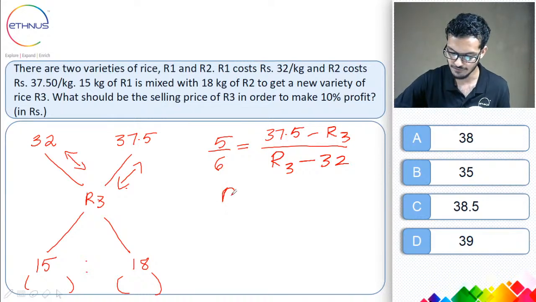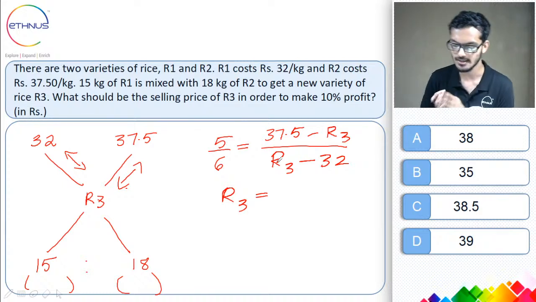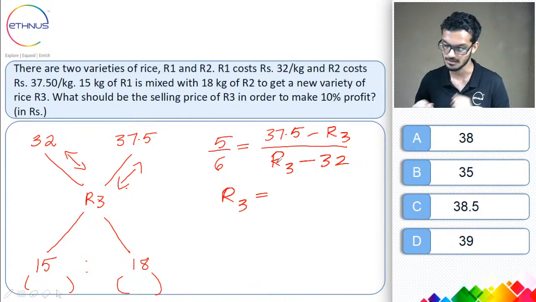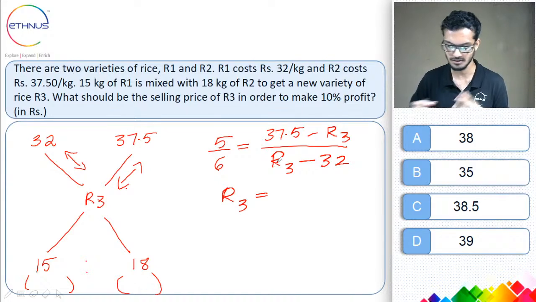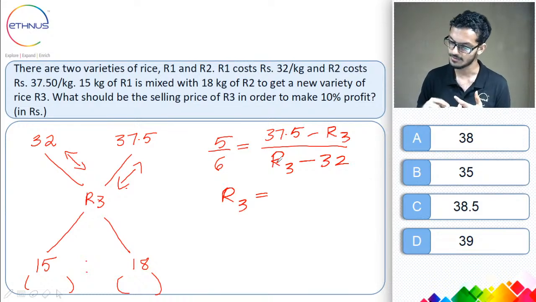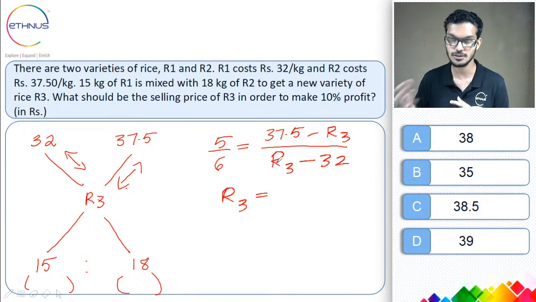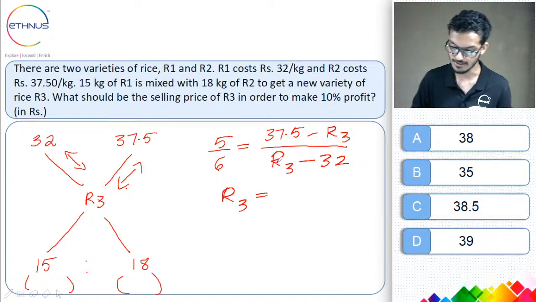Let me know in the live chat what is the answer for R3. This is a general way of solving it to get the answer for R3 using the alligation method. If you solve this particular problem, you just have to cross multiply: 5R3 minus 5 into 32, that is 160, that is what you get. Then 6 into 37.5 minus R3. Let me know in the live chat what is the answer for R3 that you get.